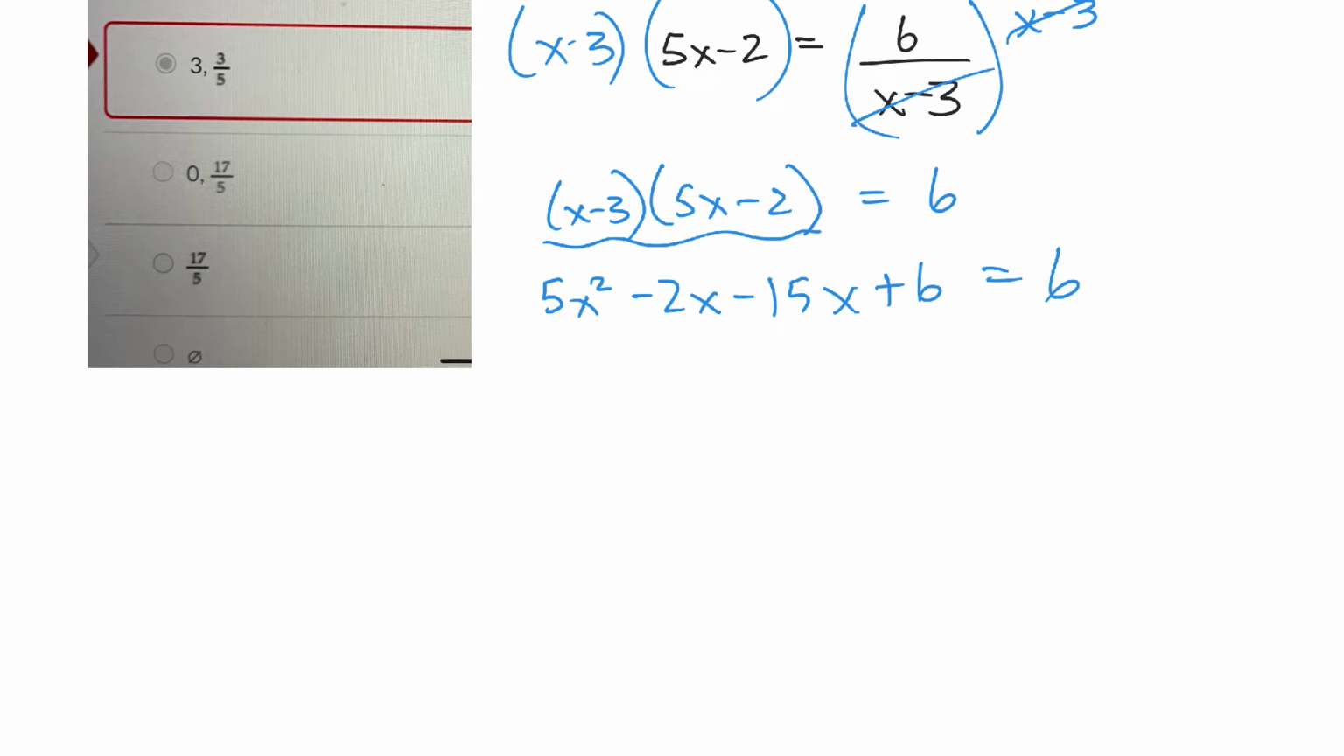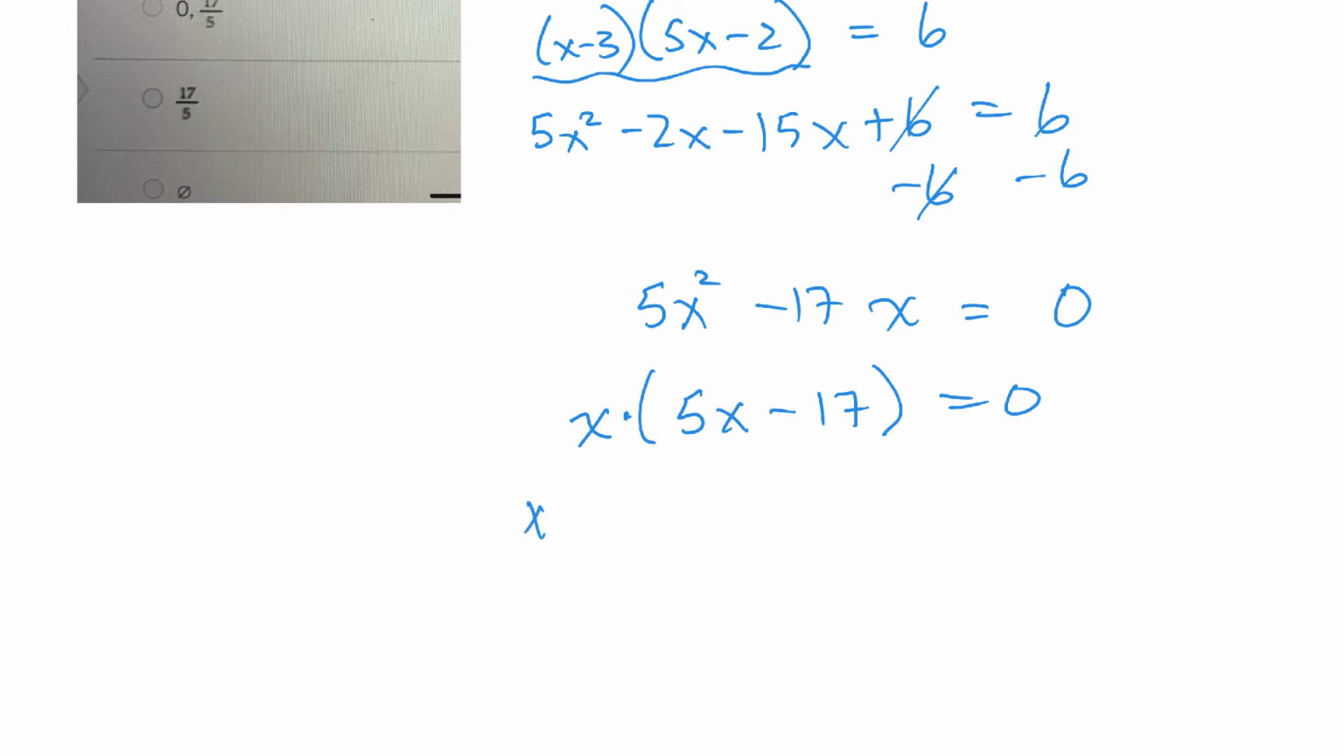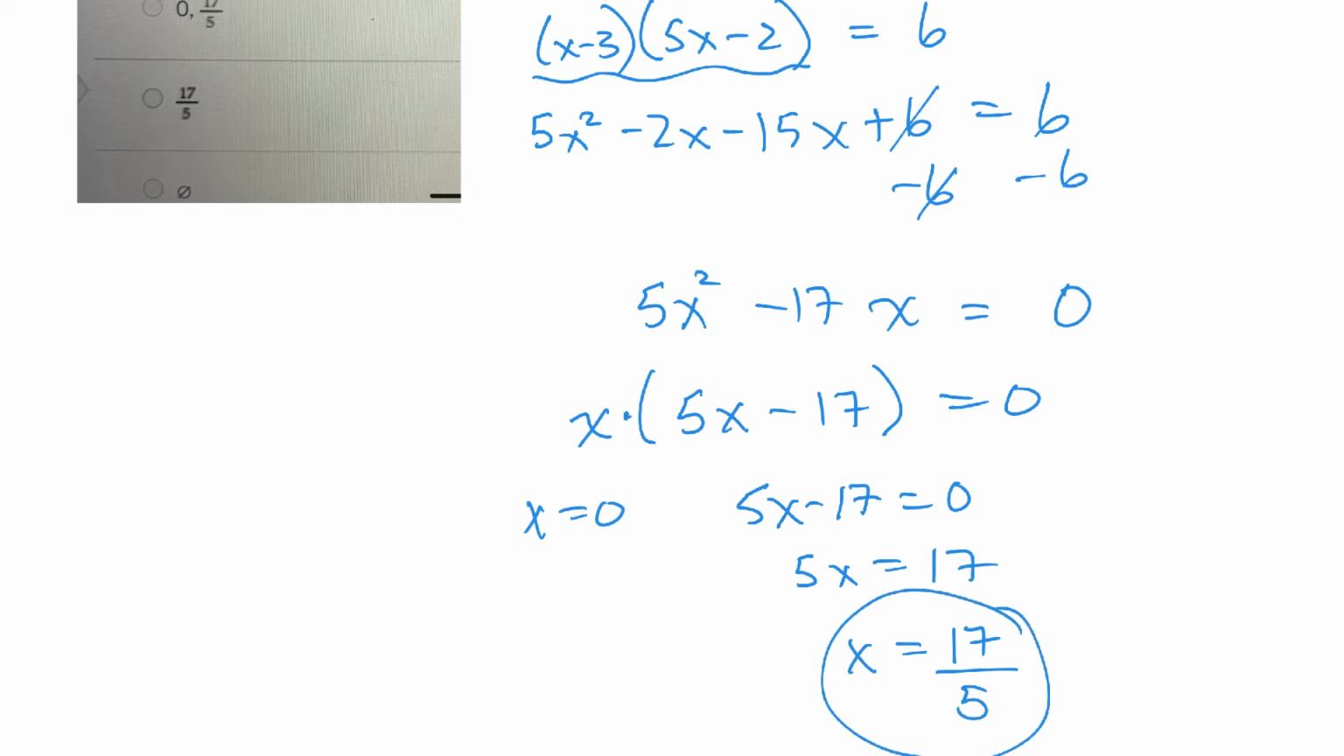It's a quadratic, so let's bring everything over to one side and make it equal to 0. Oh, so those cancel. So I have 5x squared minus 17x is equal to 0. Okay, I can take out a common factor. So x times 5x minus 17. Now I have a product that equals 0. So either x is 0 or 5x minus 17 is equal to 0. Add 17 to both sides, divide both sides by 5. So I get this and this.